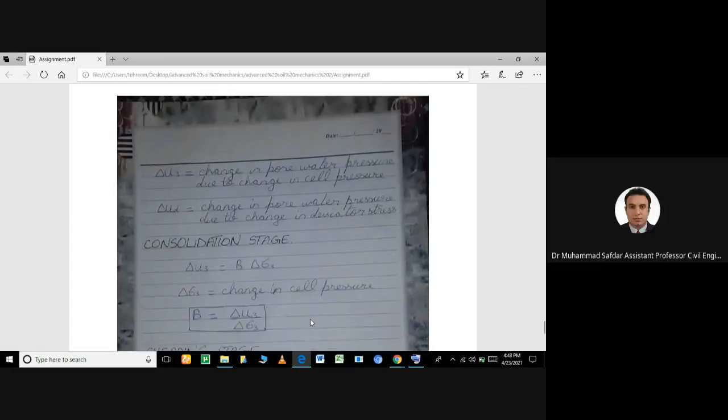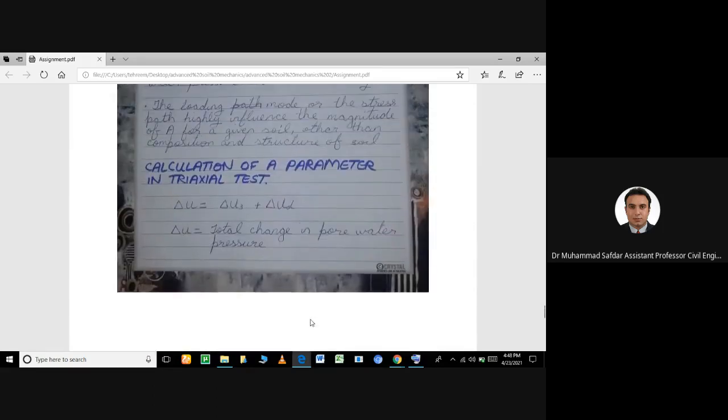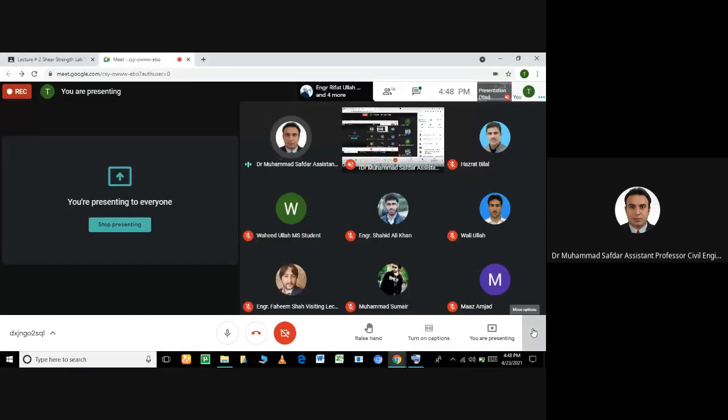Okay, thank you very much. Now, what is the practical significance of parameter B and parameter A? Anyone? If you know the answer, that's fine. If you don't know, I want anyone else to voluntarily contribute during the discussion. So if you know, you can add. No worries. So the A parameter usually symbolizes the changes in pore water pressure under shear loading, and the B parameter basically tells us about the degree of saturation of the sample. Okay, thank you very much.